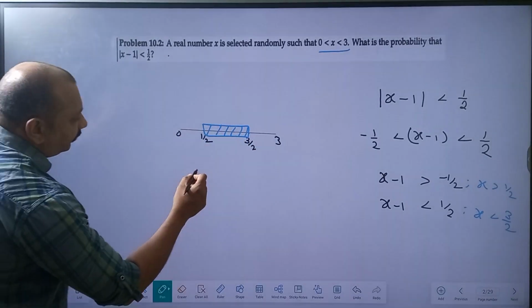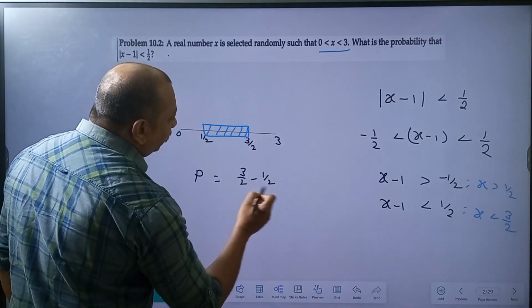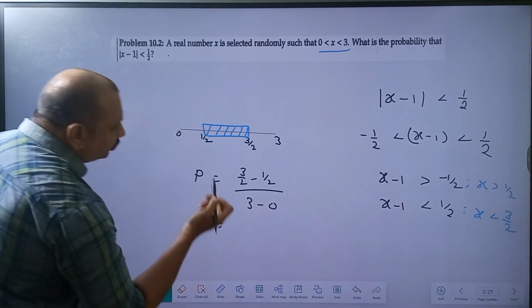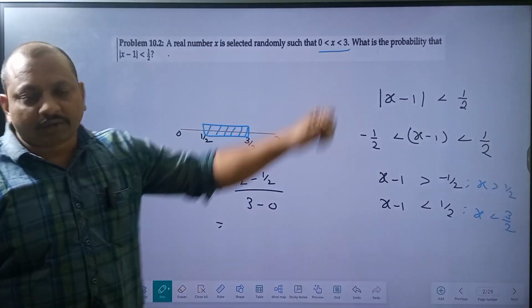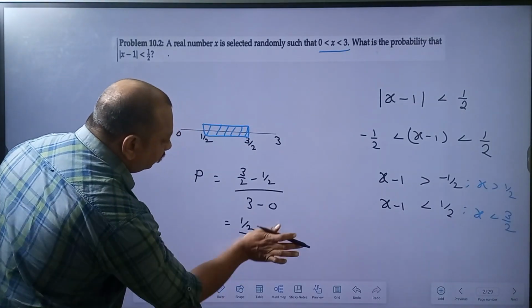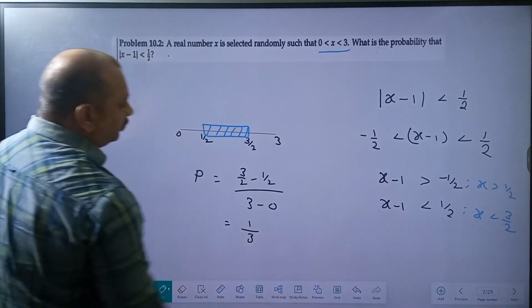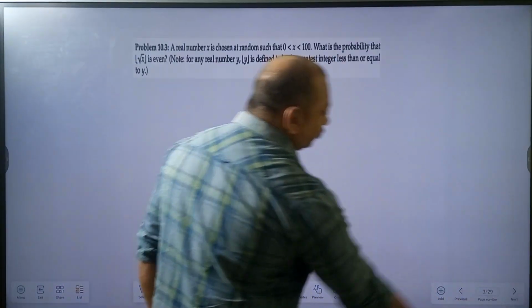Okay, and the total region is from 0 to 3. So the required probability is simply the successful region, that is 3 by 2 minus 1 by 2, divided by 3 minus 0. We are taking length because it is one dimensional, only one coordinate x. So 3 by 2 minus 1 by 2 is 1, and 1 divided by 3 is 1 by 3. Simple questions.